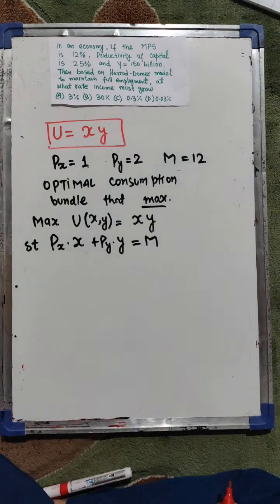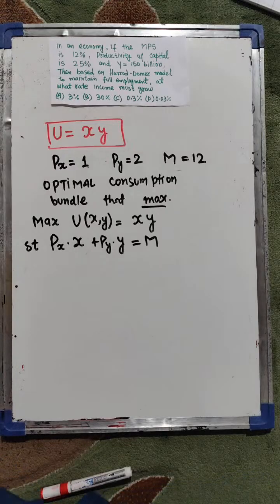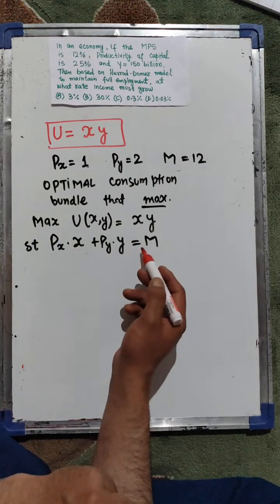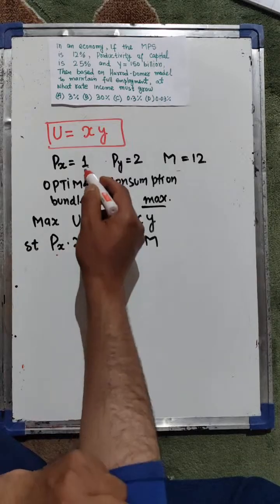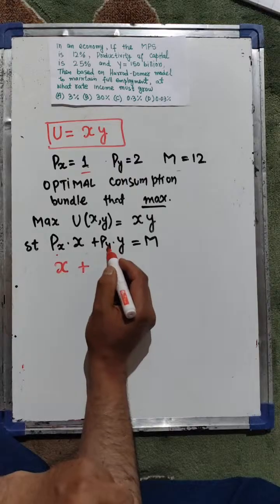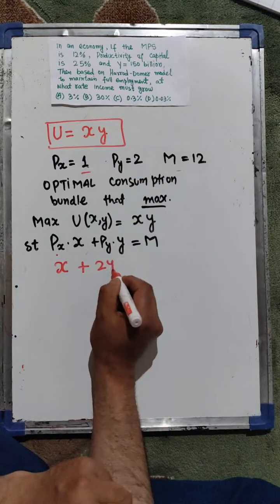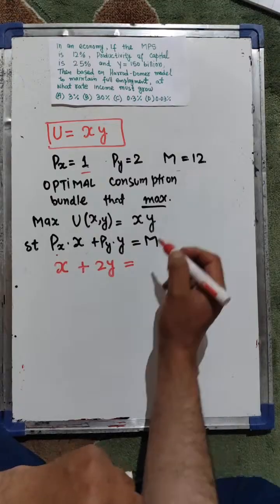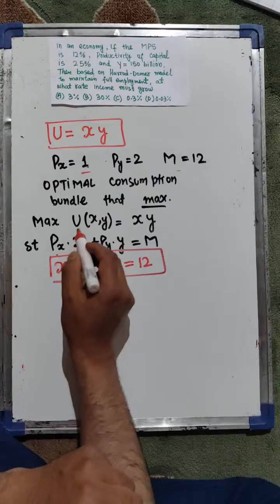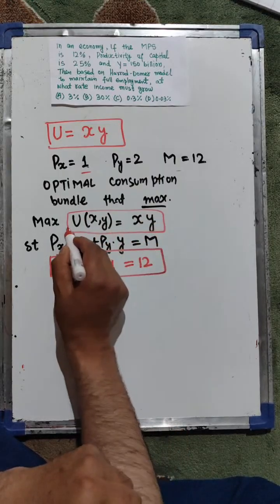Okay, so Ecopandit is saying Lagrangian method. Okay, so we can solve it using Lagrangian method also. Using tangency condition, we can also solve it. So specifically, our budget constraint is price of good x is $1. So we have 1 into x, which is equal to x, plus price of good y is 2. So we have 2 times y is equal to income, which is 12.